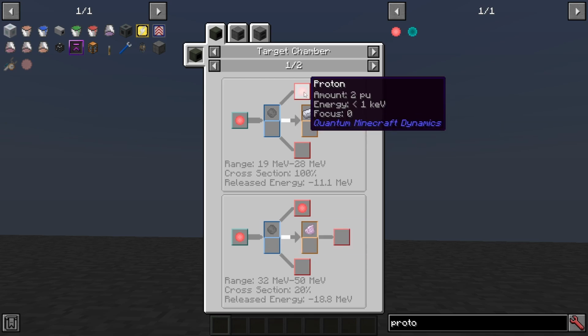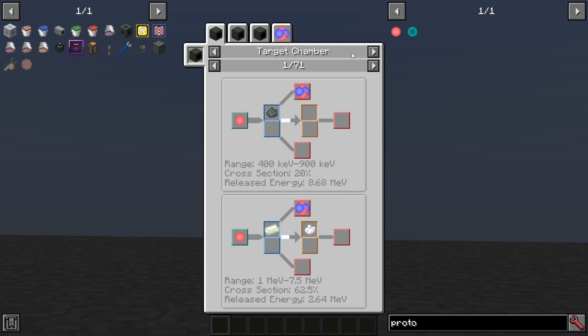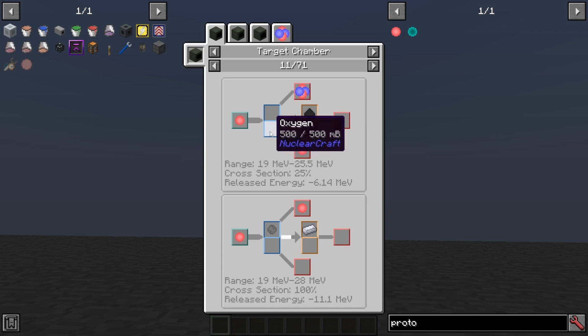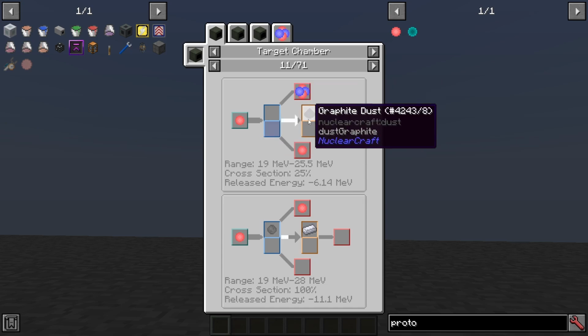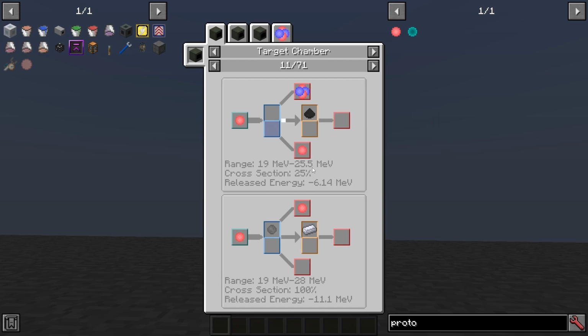And then of course we will simply take our 80 kPu per tick beam and do a suitable recipe. In this example, I will do this recipe here. Proton plus oxygen makes 1 alpha, some graphite dust, so it's technically infinite coal, and another proton. Energy is decently low, 19 to 25.5 megaelectron volt, and 25% cross-section. It's not high, it's not low, we can get it up to 100% using detectors, so we'll use this recipe.